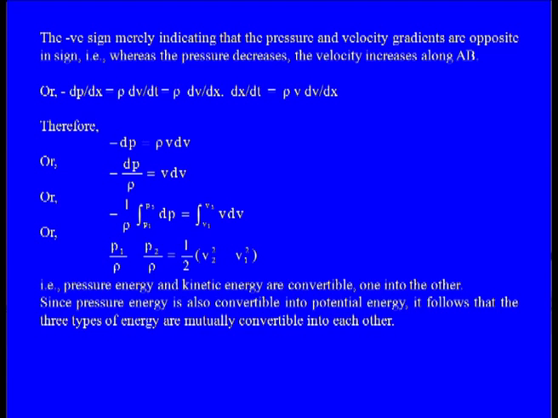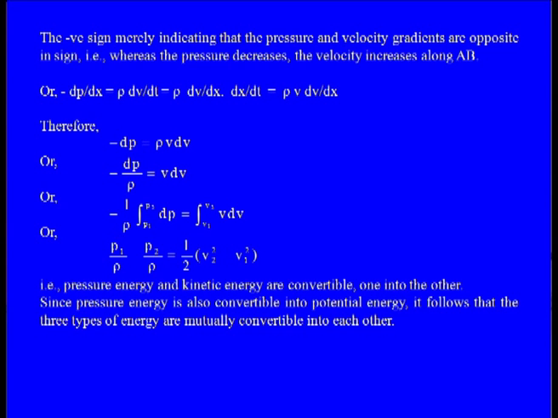So, from that equation, you can cancel A from both sides, and del x you can cancel also from both sides. Finally, you will get minus dp by dx equal to rho dv by dt. If you decompose dv by dt, what you get is rho dv upon dx into dx upon dt. Since dx by dt is v, it becomes rho v dv by dx. So, the final expression is minus dp by dx equal to rho v dv by dx. So, finally, you will get minus dp equal to rho v dv.